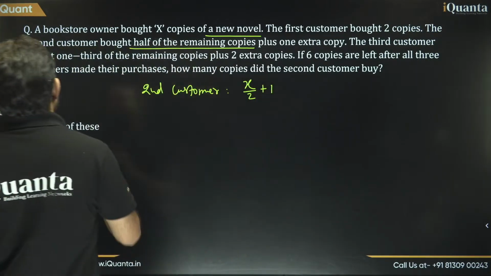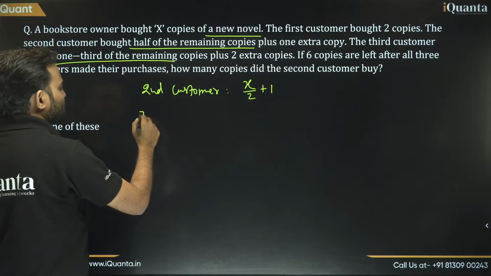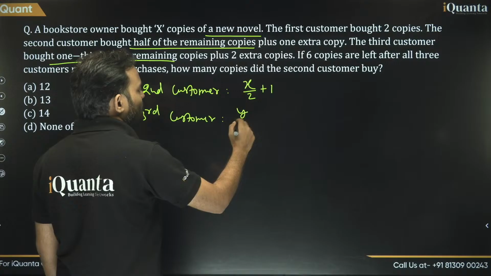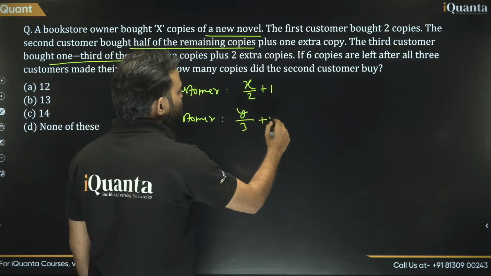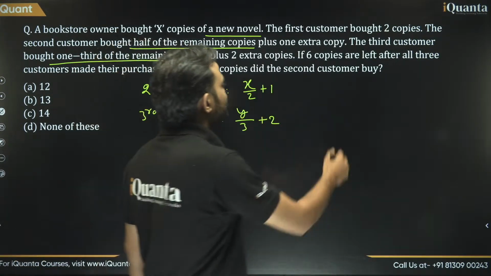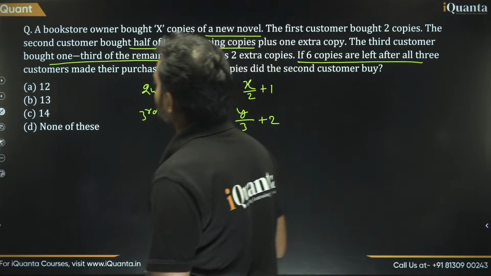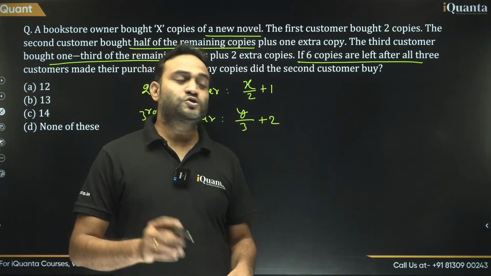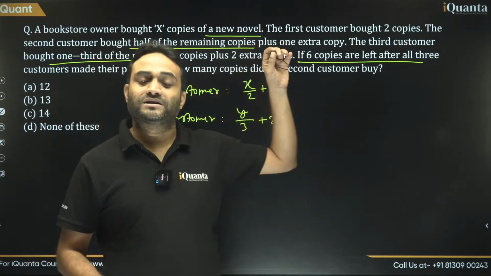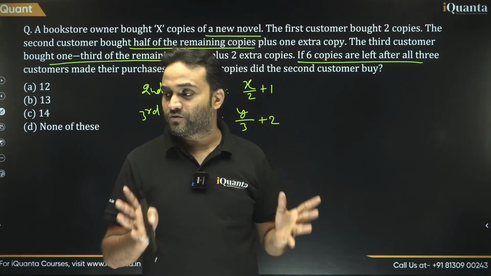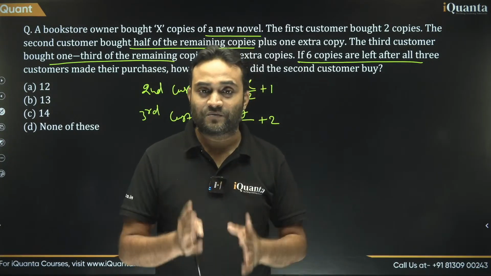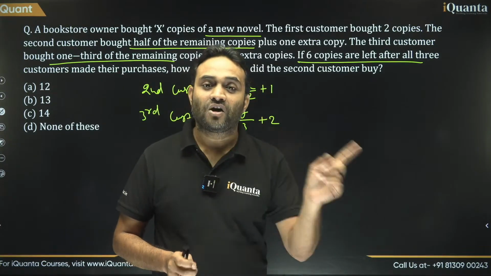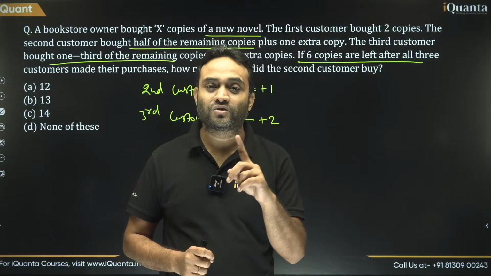The third customer bought 1/3 of the remaining, whatever is remaining, 1/3 of that plus 2 extra copies. If 6 copies are left after all 3 customers made their purchases, how many copies did the second customer buy? So if you solve this question by taking the total number of copies as X, then what's left after the first customer, after the second customer, after the third customer, you are not going to solve this question in time, and even not correctly.